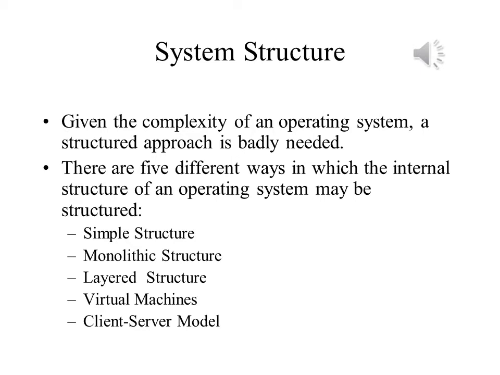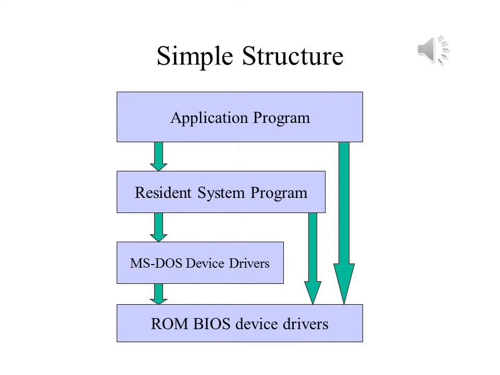There are 5 different structures that are commonly used in operating system design: a simple structure, a monolithic structure, a layered structure, virtual machines, and the client-server model. DOS is an example of an operating system that started out small and outgrew its original purpose.